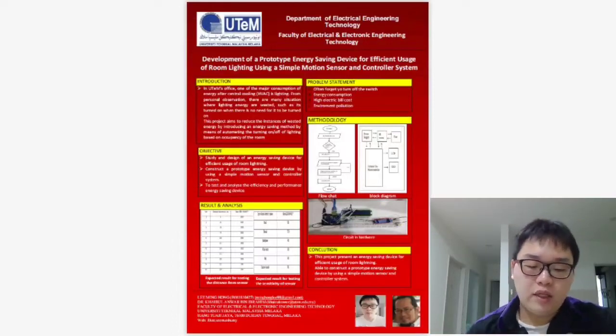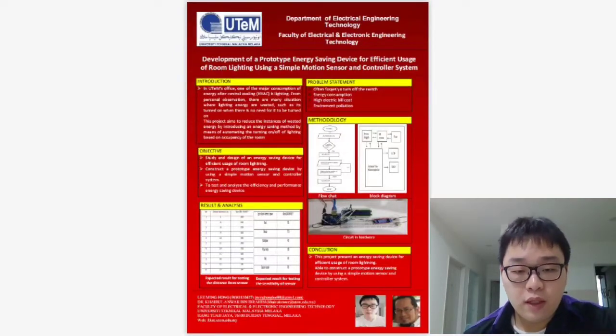The sensor is placed on the door to count the number of people entering and leaving the room. The height of the door in a UTeM lecture room is around 2 meters. Hence, the detection distance of the sensor is suitable for use in a lecture room. This is the expected result for testing the sensitivity of the sensor.